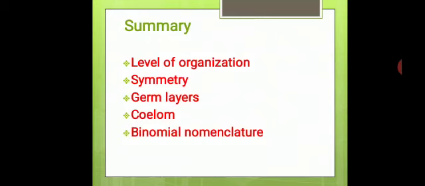So in today's class we have seen the basis of classification. On what basis? We saw level of organization, and then symmetry. In symmetry we saw radial symmetry and bilateral symmetry. And then in germ layers we saw diploblastic and triploblastic animals. In coeloms we saw acoelom, pseudocoelom and coelomates. And then finally we saw binomial nomenclature.